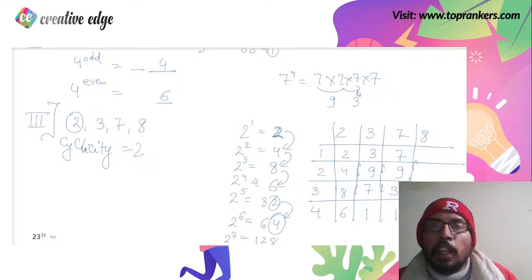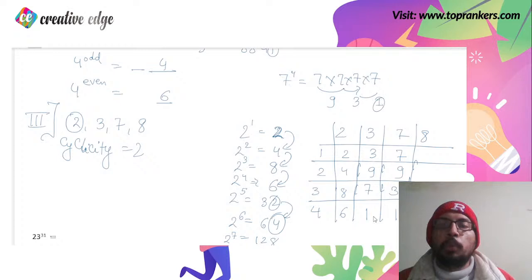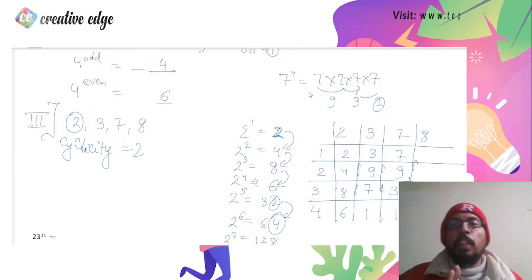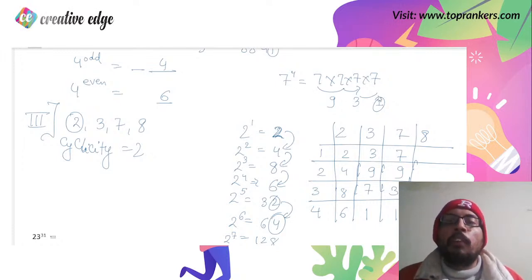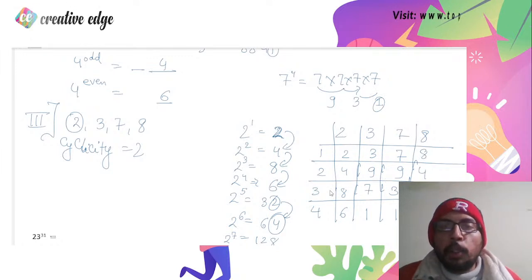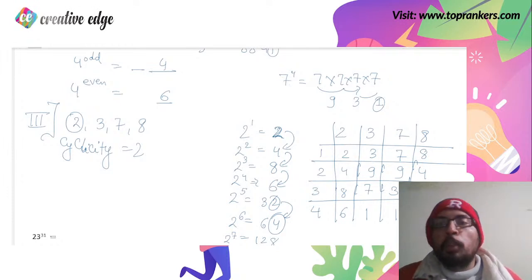Then again 3 into 7 is going to be 21. That is 1 at the unit place you will be getting. So instead of remembering 7 to the power 4, you can simply find out in this way what will be at the unit place when you do 7 to the power 4. When you do 8 to the power 1, you will be getting 8. 8 to the power 2 is 64. The unit place you will be getting is 4. 8 to the power 3 is 512. The unit place you will be getting is 2.